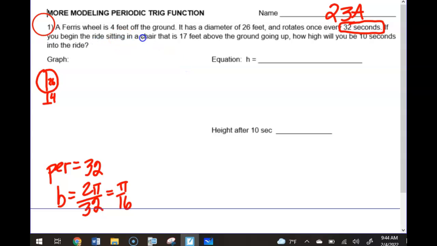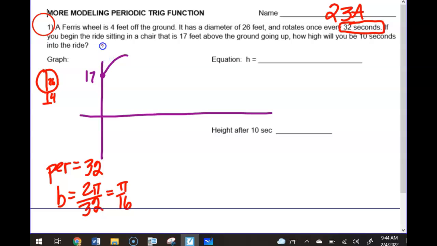If you begin the ride sitting in a chair that is 17 feet above the ground going up, how high will you be 10 seconds into the ride? What? Okay. This seems a little confusing, but I don't think it's as bad as I thought. So we're starting how high? 17. And then it says we go up, right? Okay. So before I do anything else, can we figure out the max and the min just based on our picture over here?